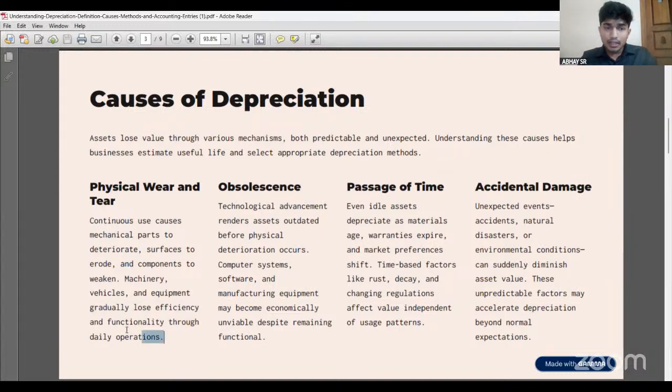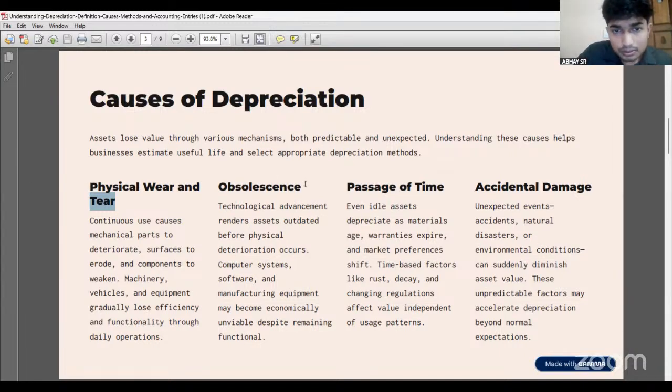If I'm operating anything, be it any machinery, if I'm operating daily, there might be certain wear and tear due to my use or due to the continuous use. Sometimes the things might get hot and the things might get worn out. So due to that physical wear and tear, the efficiency is lost. That loss of efficiency can be considered as depreciation of that item.